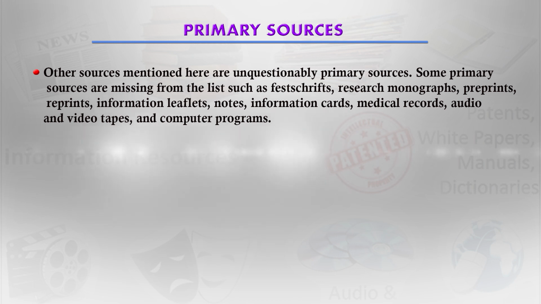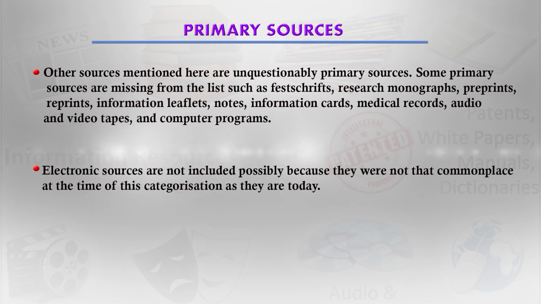Some primary sources are also missing from this list, like facet script, research monographs, preprints, reprints, information leaflets, notes, information cards, medical records, audio and video tapes, and computer programs. Similarly, electronic sources are also not included. Why? Because they are commonly found in the categories of electronic publications, meaning the medium is different, but the contents are the same.